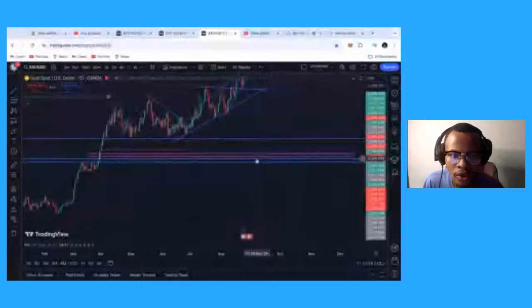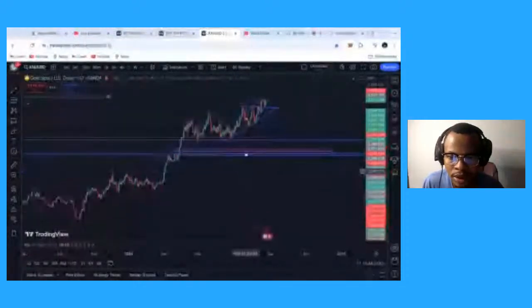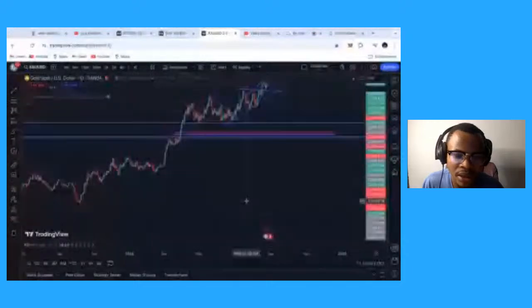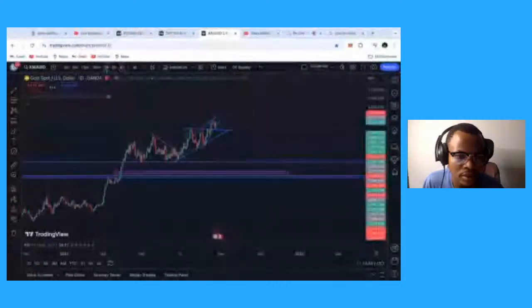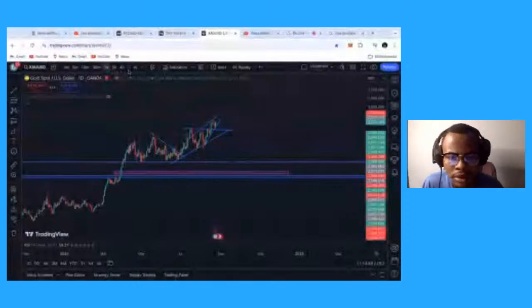Possibly, it might even break down and come down to this one, where we have another block, which is around that 1,800 something. So yeah, but currently we are looking at gold here. We are looking possibly to go short on gold from this region, into this resistance, so into this trend line. Then we've now rallied up. So this is what we're looking at on gold.